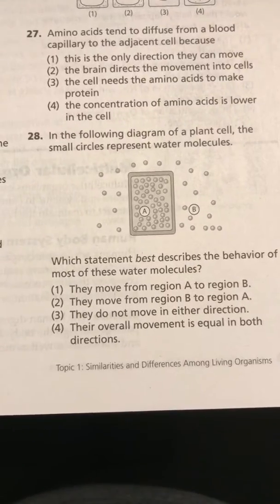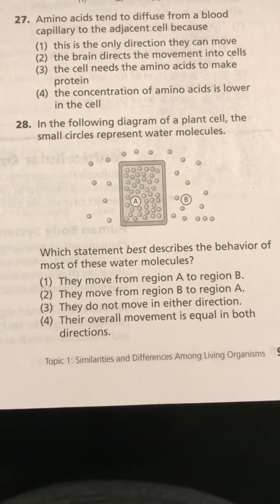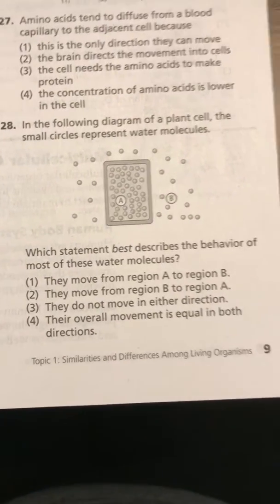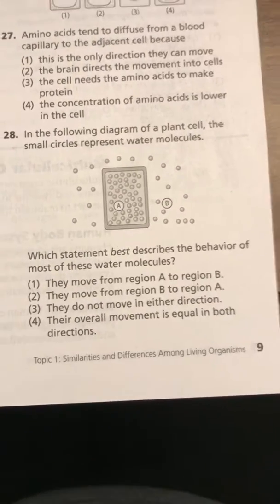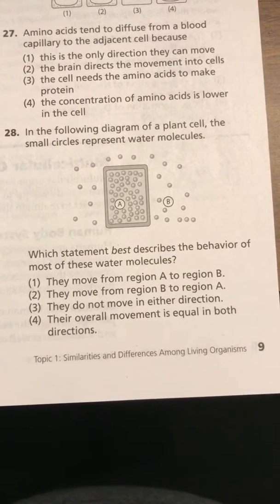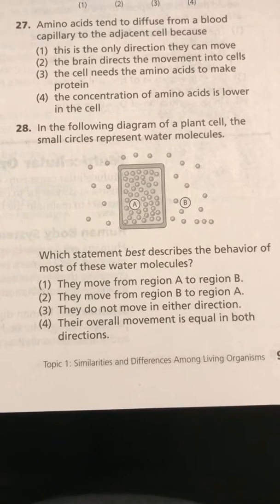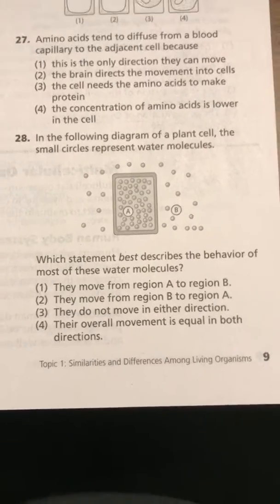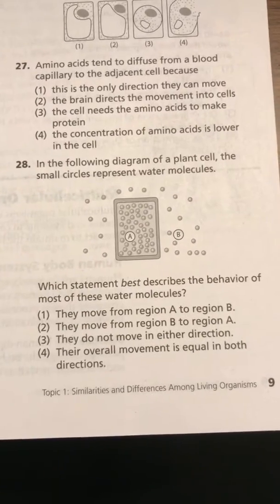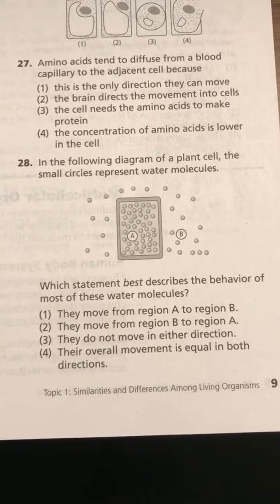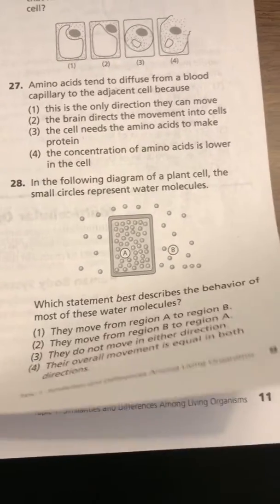28. In the following diagram of a plant cell, the small circles represent water molecules. Which statement best describes the behavior of most of these water molecules? 1. They move from region A to region B. 2. They move from region B to region A. 3. They do not move in either direction. Or 4. Their overall movement is equal in both directions.